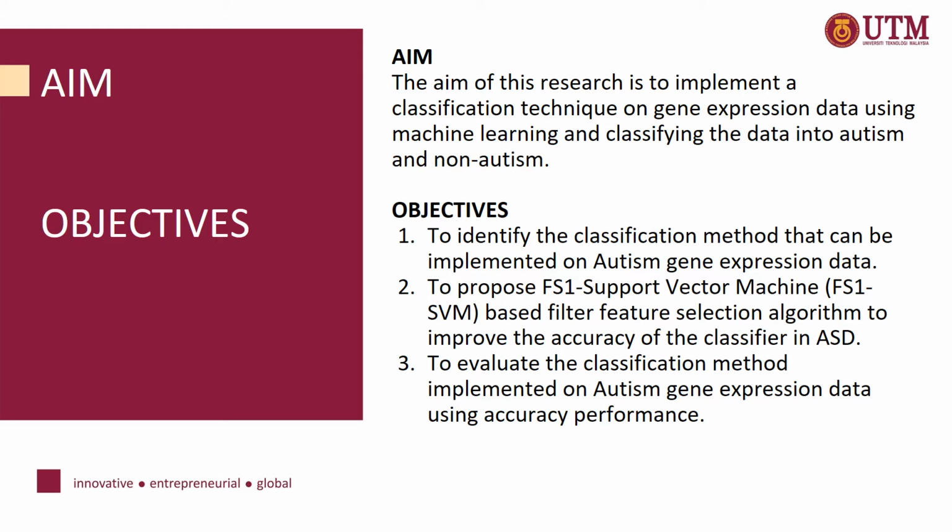Regarding this problem, this research is conducted to classify the genes into autism and non-autism from the gene expression data using machine learning methods. There are 3 main objectives for this research. First, to identify the classification method that can be implemented on autism gene expression data. Second, to propose FS1 support vector machine-based filter feature selection algorithm to improve the accuracy of the classifier in ASD. Lastly, to evaluate the classification method implemented on autism gene expression data using accuracy performance.